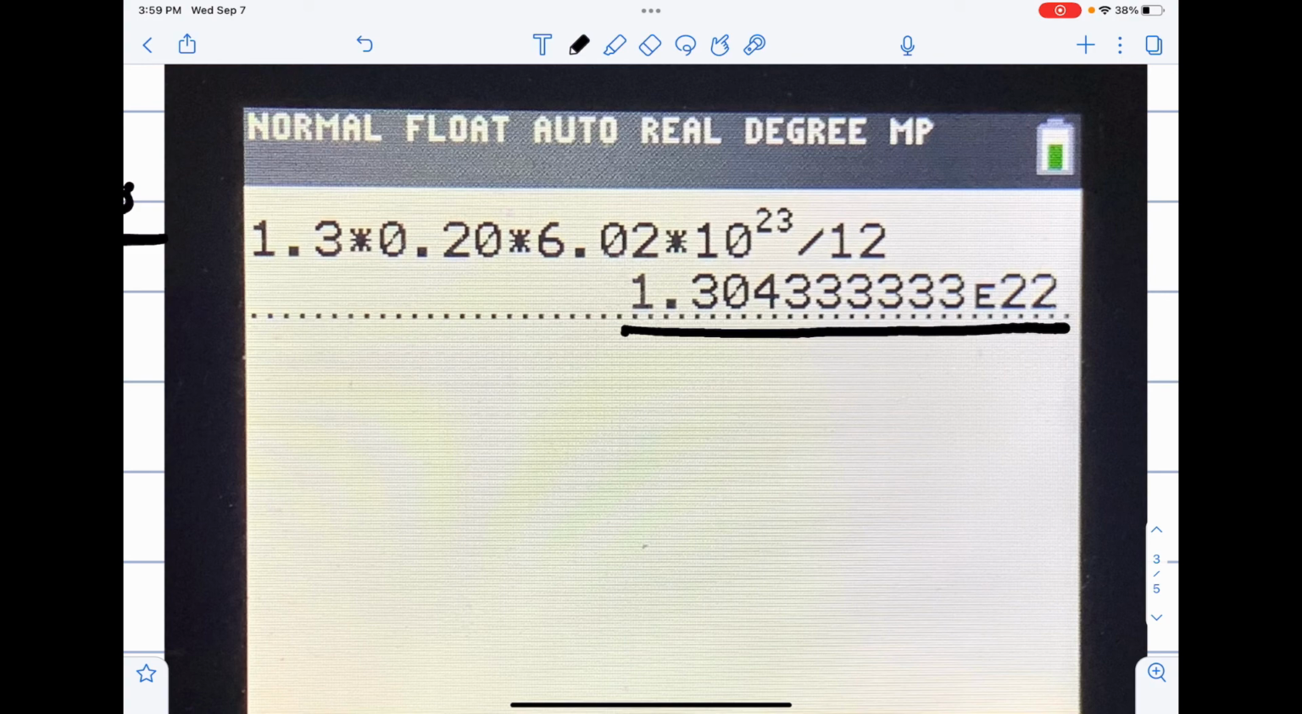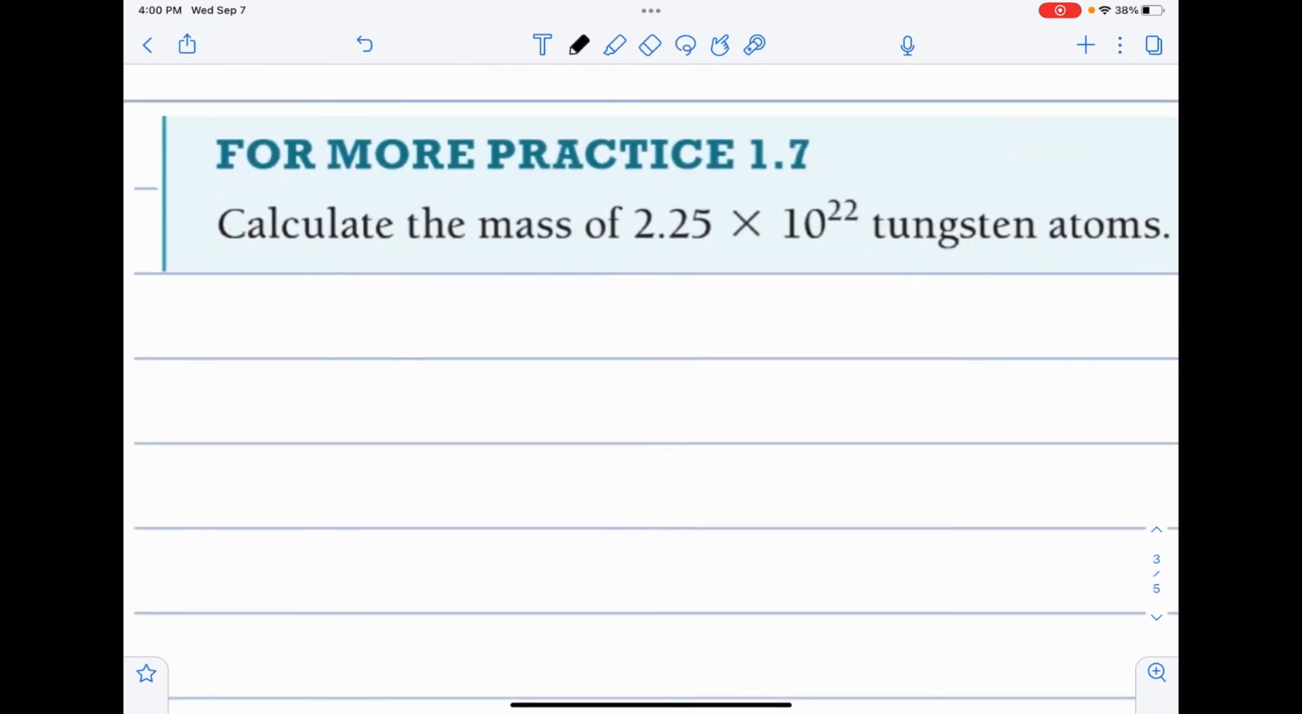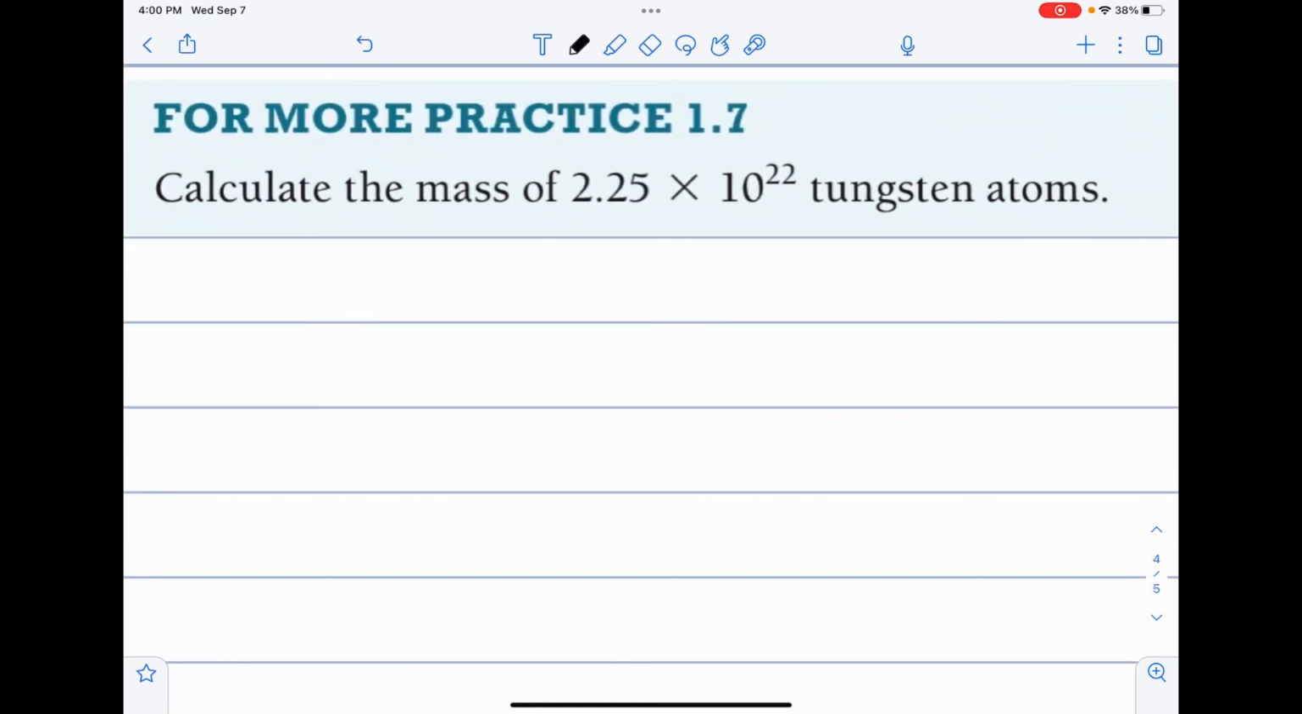Now, does this number make sense? Yes, it does, because we're talking about numbers of atoms. So we expect this number to be ginormous, because we are talking about little tiny carbon atoms and how many there are in an amount that we can see. So that's how to do a compound problem, and we can do one more compound problem, like a multi-step problem.